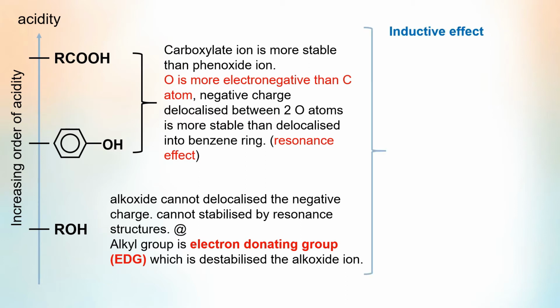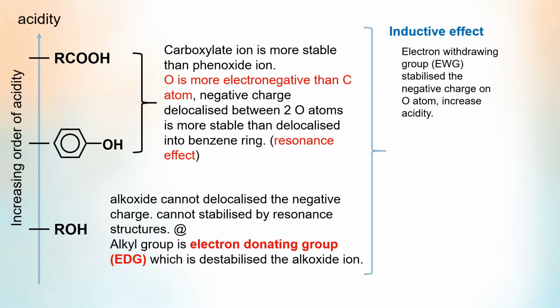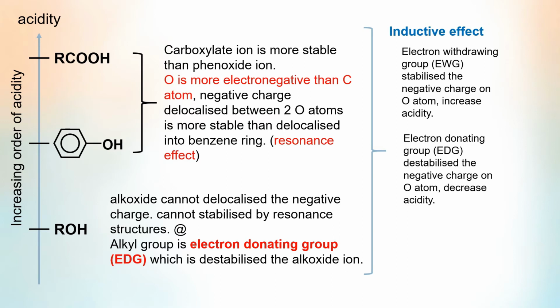Other than that, inductive effect will also affect acidity. Inductive effect caused by an electron withdrawing group will stabilize the negative charge on the oxygen atom, which will increase the acidity, while inductive effect caused by an electron donating group will destabilize the negative charge on the oxygen atom and thus decrease the acidity. If the electron withdrawing group is closer to the carboxyl group, or the molecule has more electron withdrawing groups, the acidity increases due to the position and the number of electron withdrawing groups.